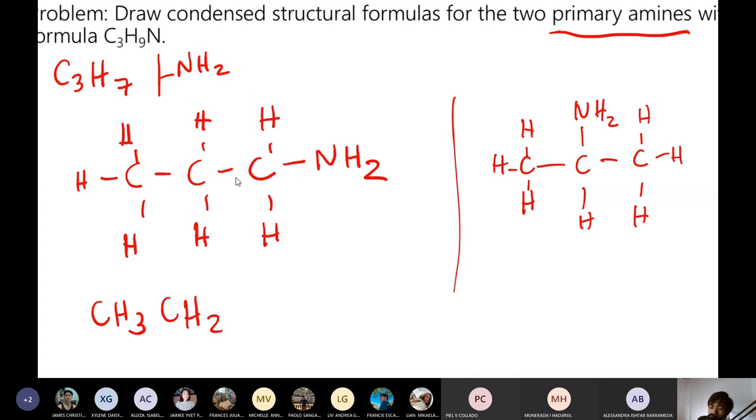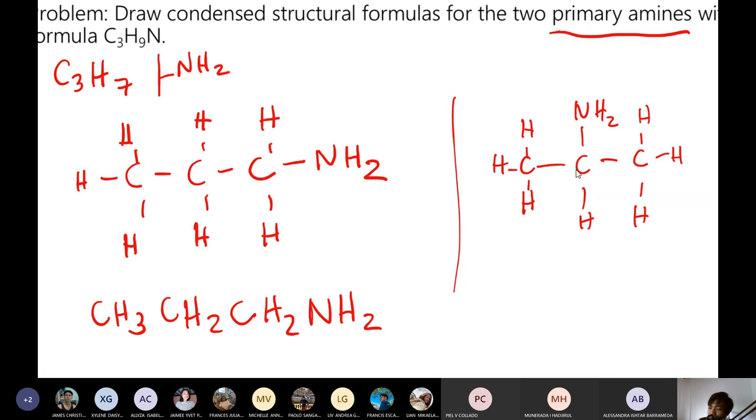This carbon, tapos may dalawang hydrogen, then your functional group. Okay? So that's CH3, CH2, CH2, NH2. Okay, so ito yung structural formula and the condensed structural formula for this Lewis structure.